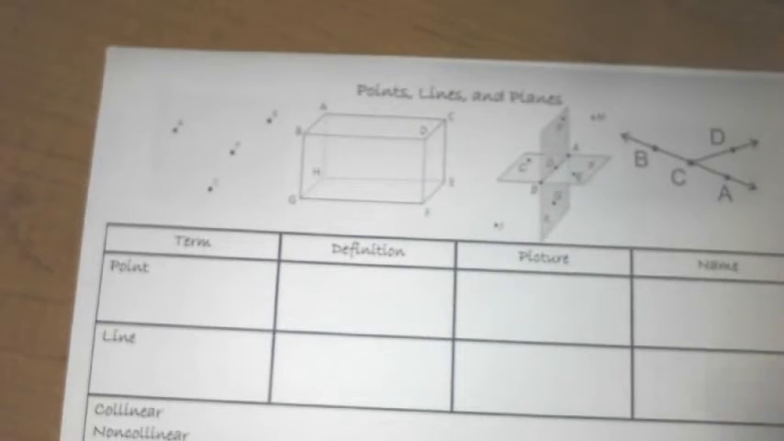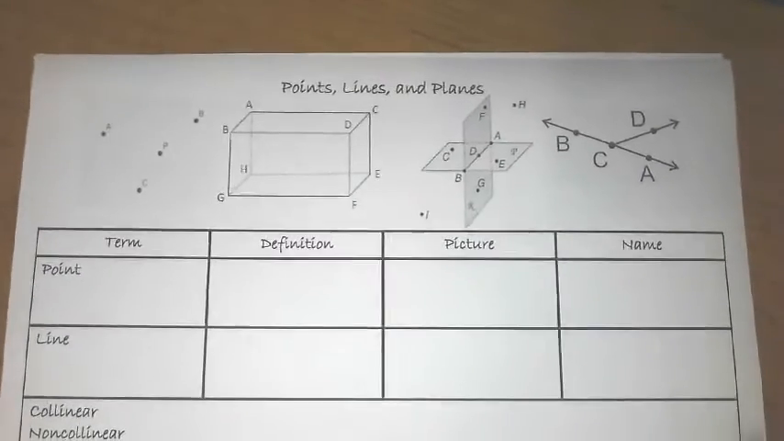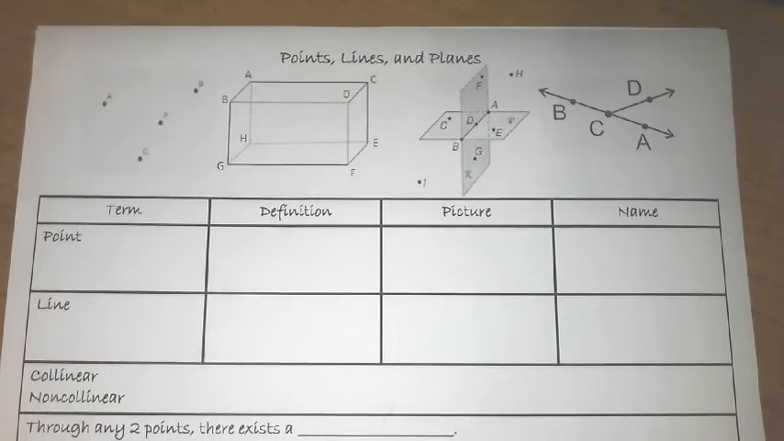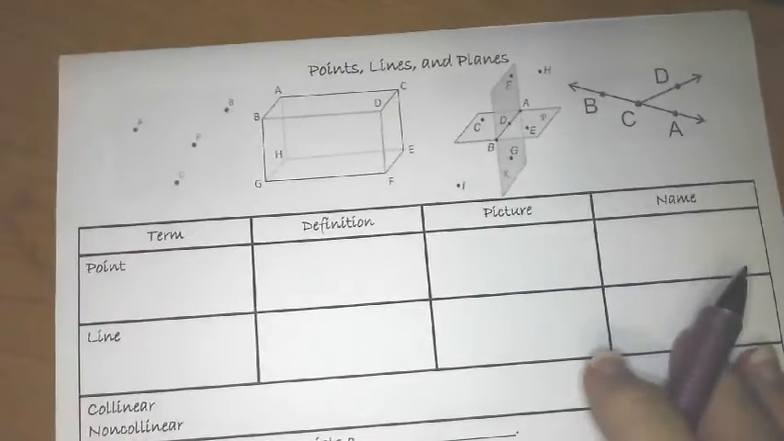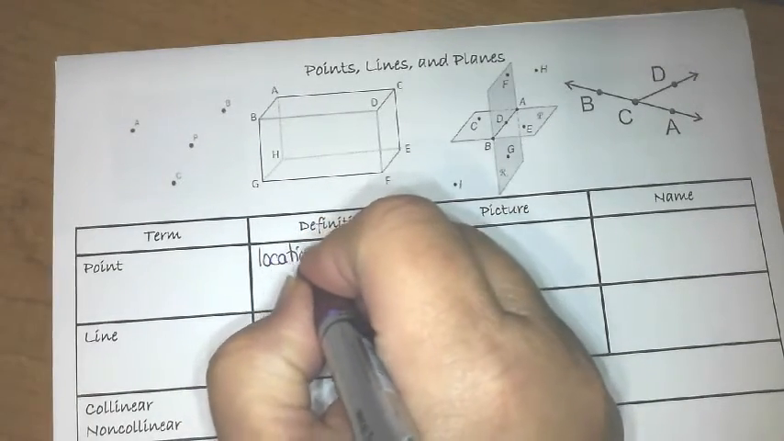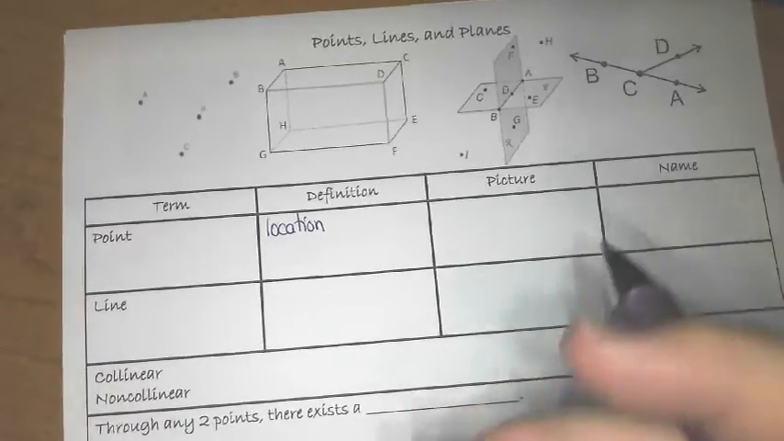In this lesson, we're going to talk about points, lines, and planes, the undefined terms of geometry, really the foundation for everything you're going to learn this year. So we're going to start with the point. A point just shows location. It doesn't have any dimension. It's not a big point or a small point. It's just demonstrating the location.